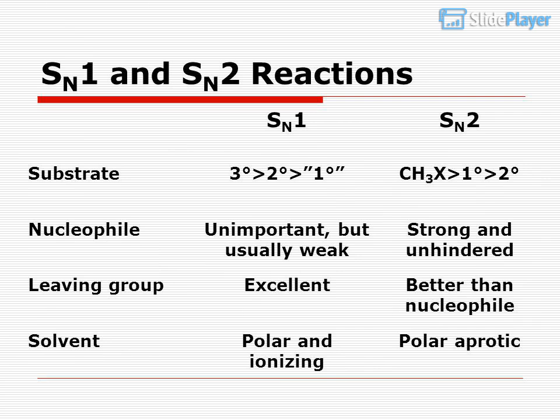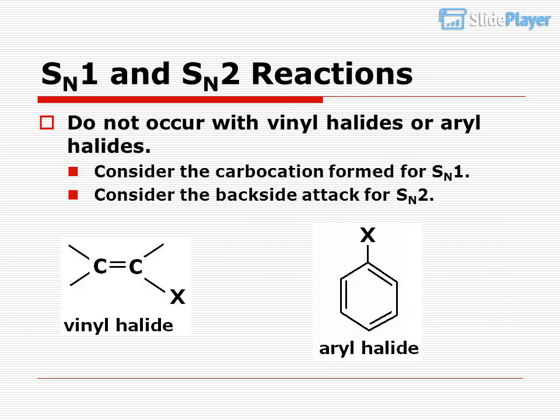SN1 and SN2 reactions. For the substrate, SN1 prefers 3 degrees greater than 2 degrees greater than 1 degree, while SN2 checks 1 degree greater than 2 degrees. The nucleophile is unimportant for SN1, but usually weak; for SN2 it should be strong and unhindered. The leaving group should be excellent in both. The solvent for SN1 is polar and ionizing, and for SN2 is polar aprotic. SN1 and SN2 reactions do not occur with vinyl halides or aryl halides.